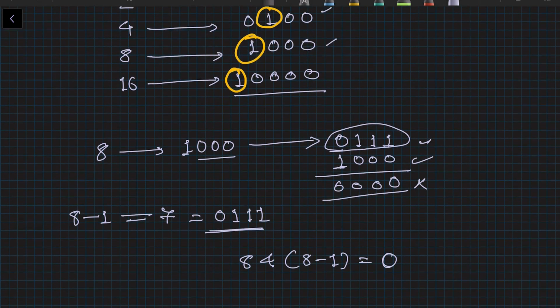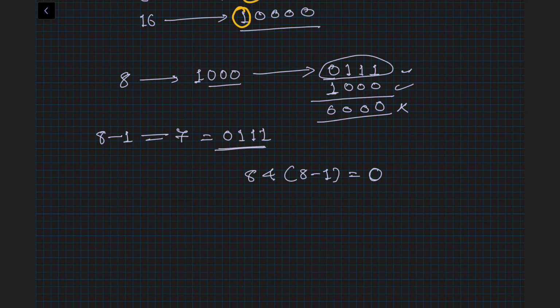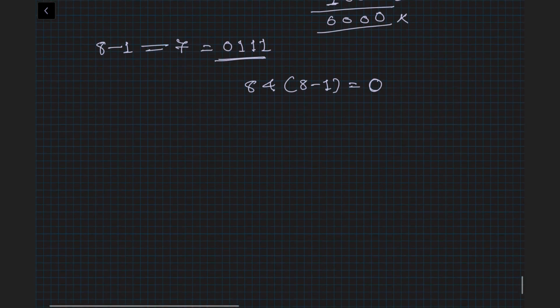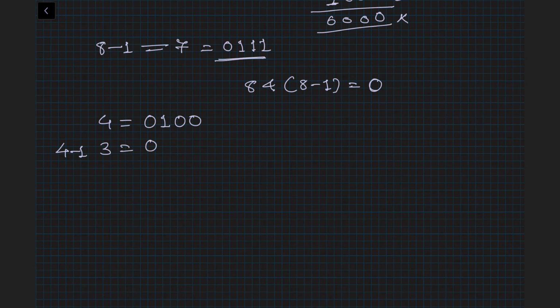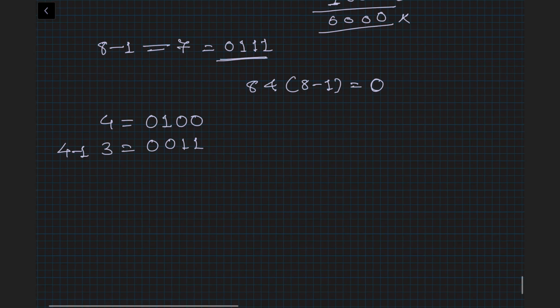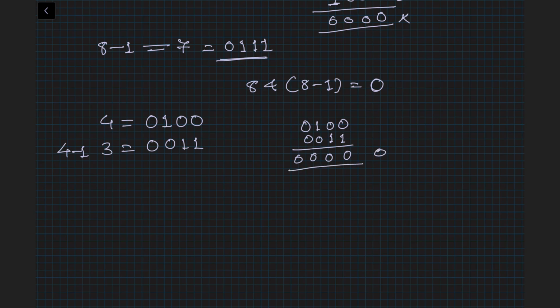Is it working for all the numbers? Let's check. Let's take one more example here, the number 4. The binary representation of 4 is this, and if we subtract 1 here, we get 3. The binary representation of 3 is 0 0 1 1. And if we perform an AND operation between these two numbers, 0 1 0 0 and 0 0 1 1, we will get 0 0 0 0. Here the answer is 0.